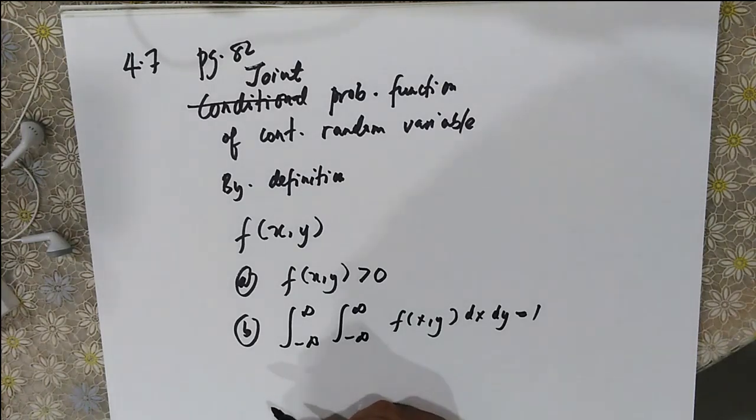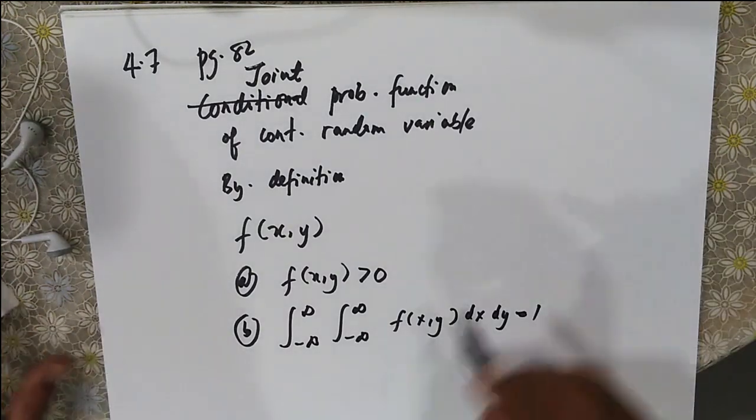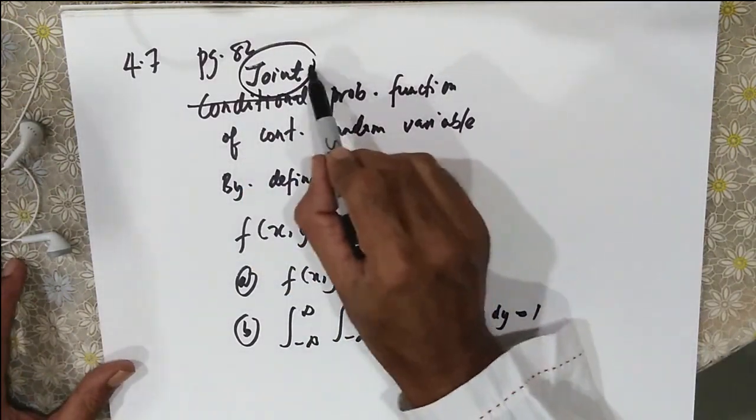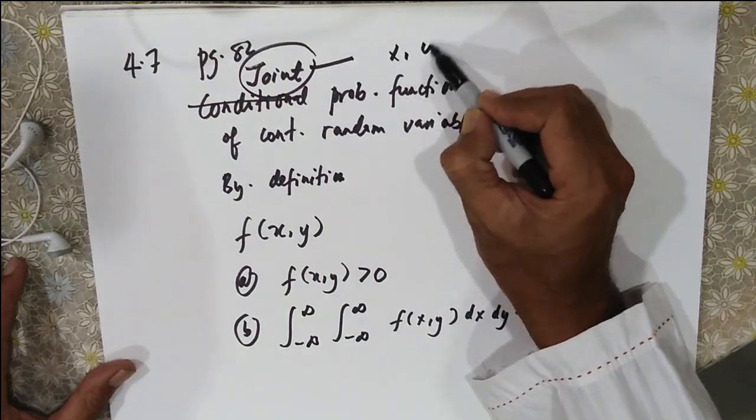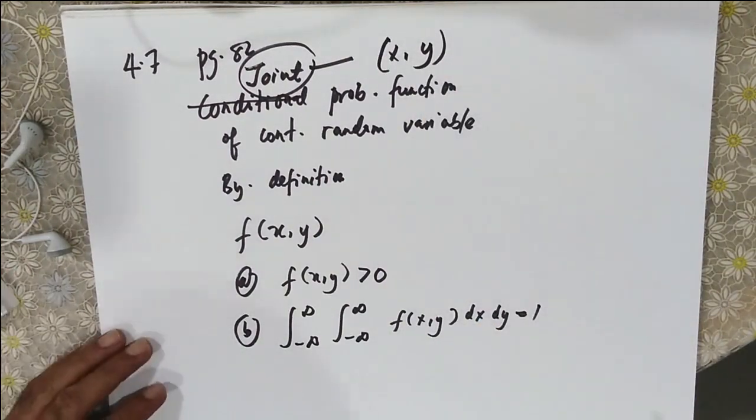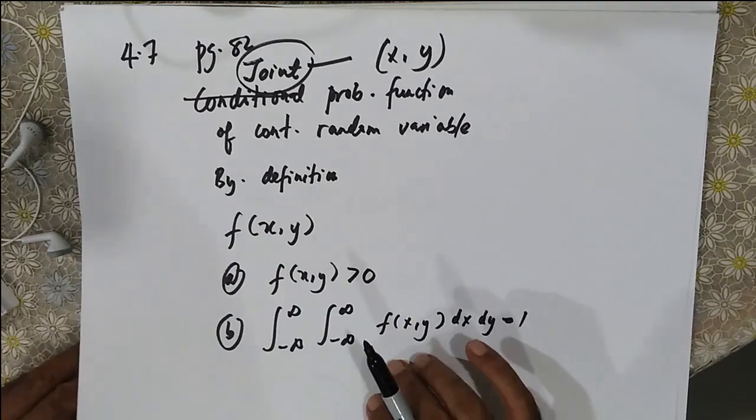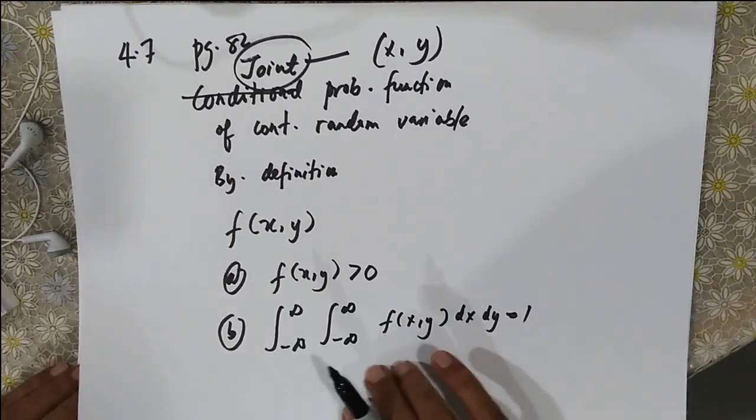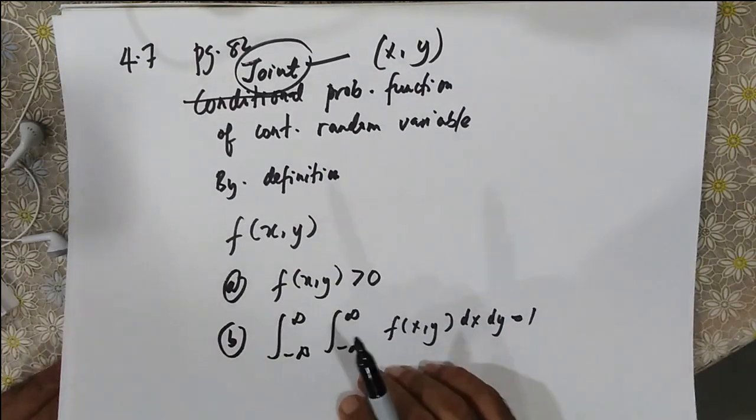Okay, it must equal 1. This is what I call the joint, because joint here means you have two variables, x and y. That's why we call it a joint probability function.